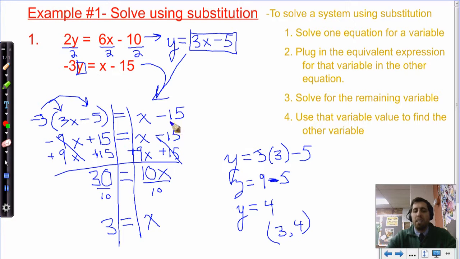So I can see if I plug this ordered pair into both, does it make them both true? 6 times 3 minus 10. 6 times 3 is 18 minus 10 is 8. Is 2 times 4 equal to 8? Yes. Alright, plug in x for this one.